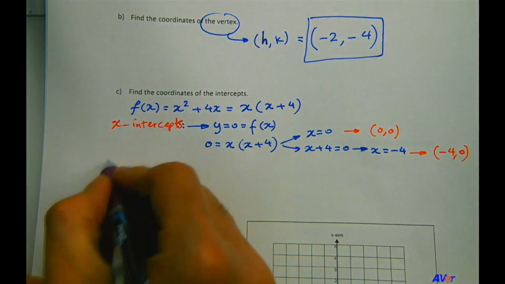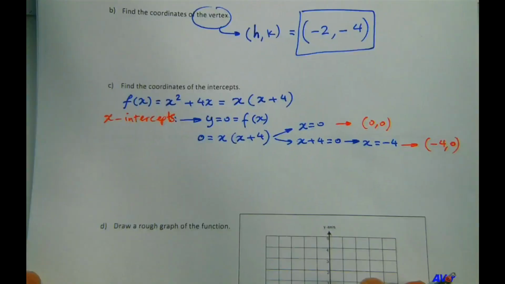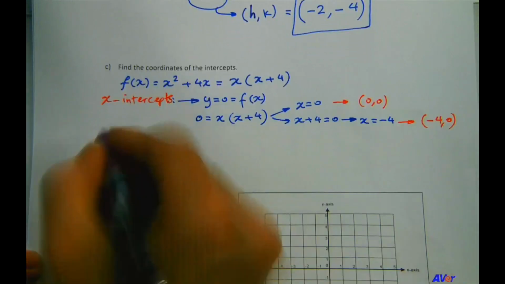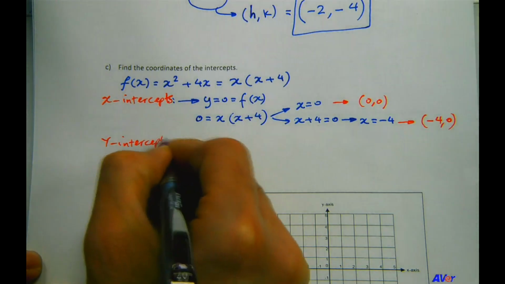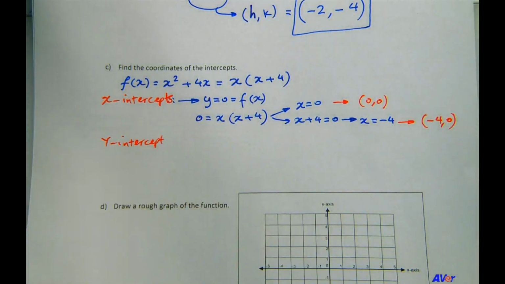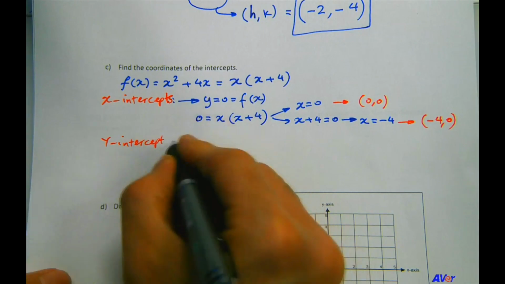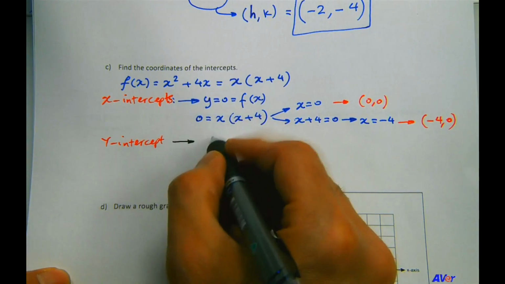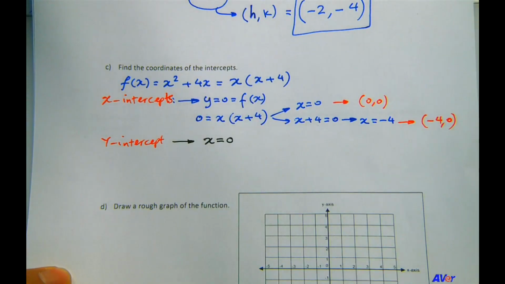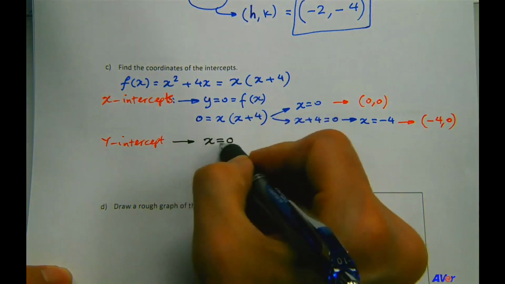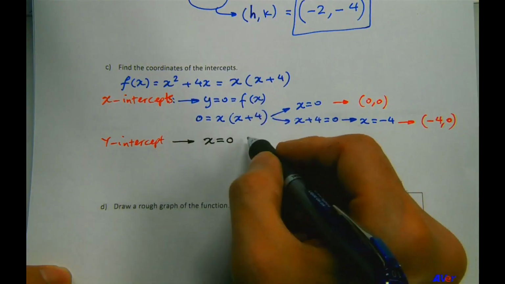Okay, now the y-intercept. For the y-intercept, that means that x must be set equal to 0, right? Any point on the y-axis has its x value equal to 0. So that's the condition we have for finding the y-intercept.